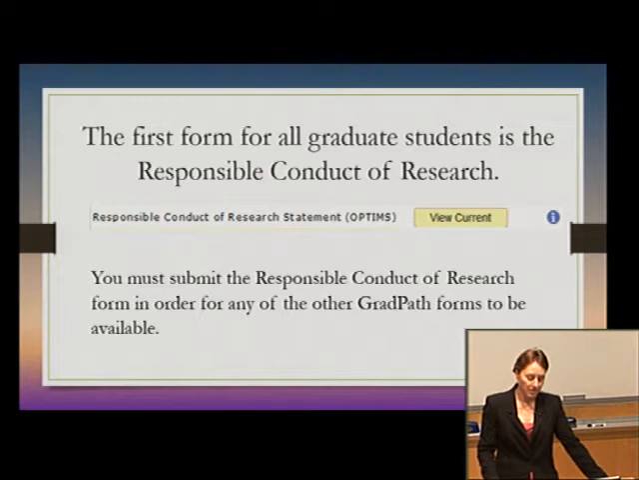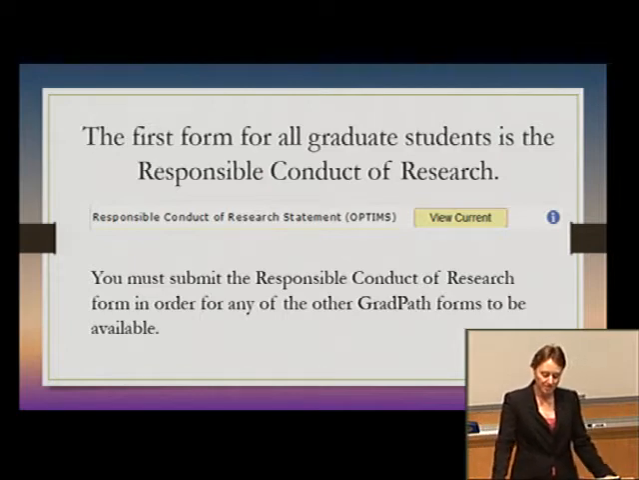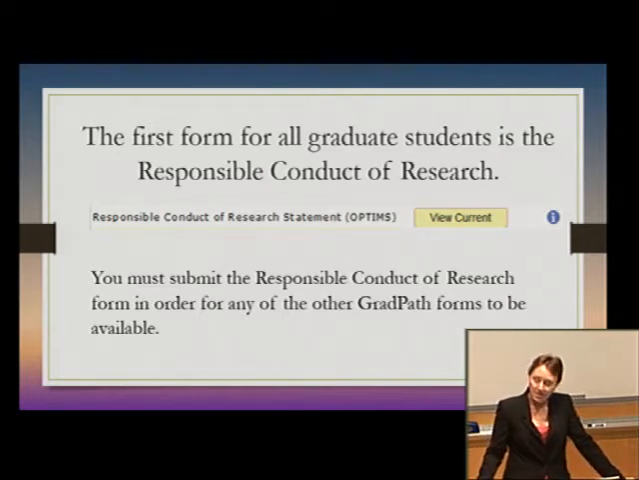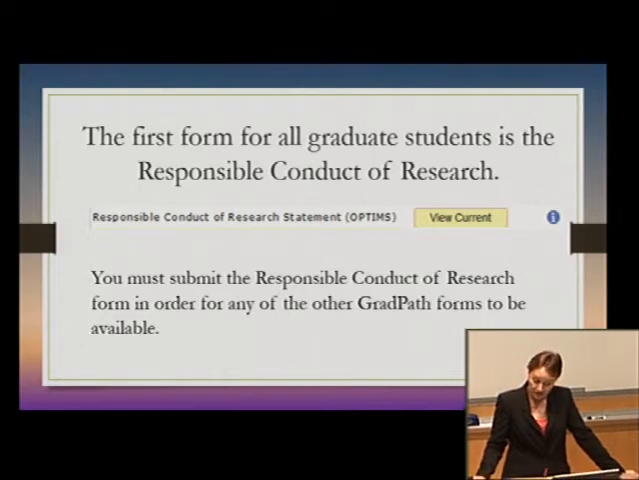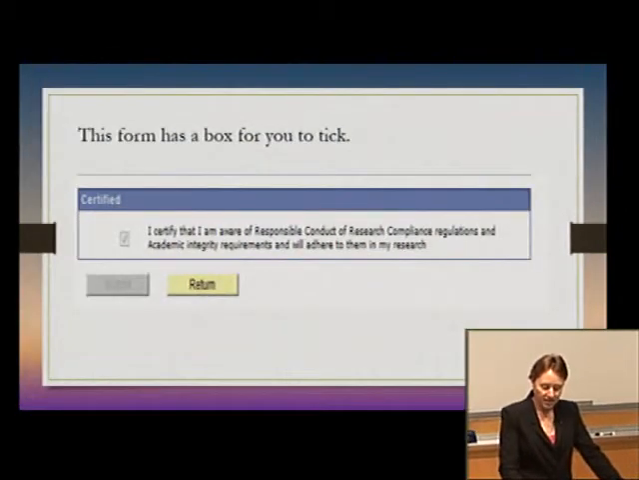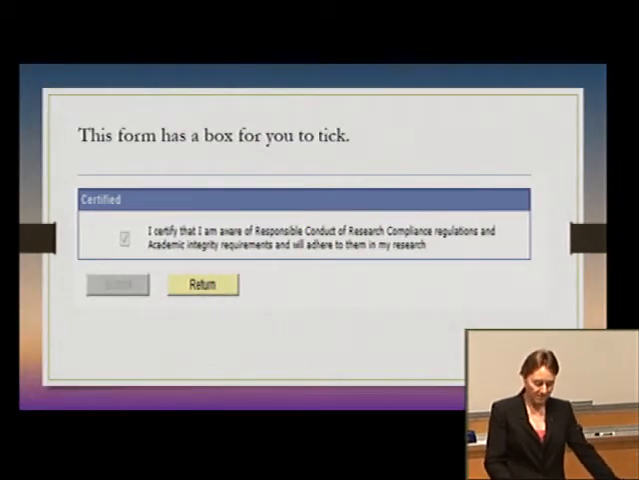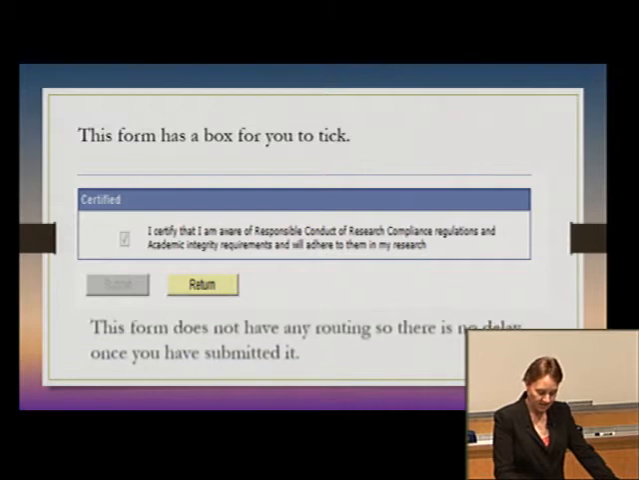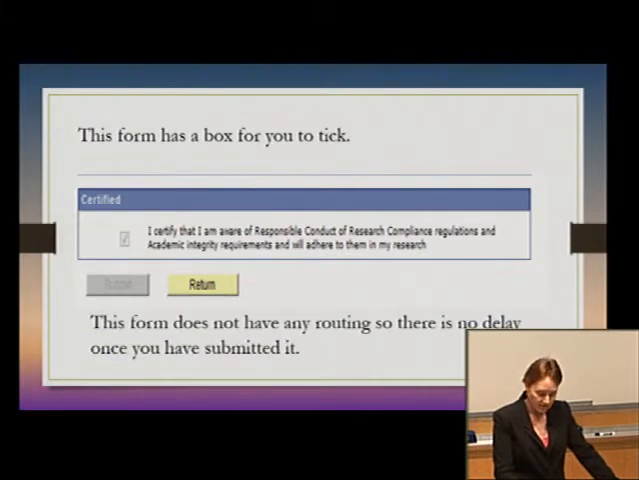The first form for all graduate students is the Responsible Conduct of Research. You must submit the Responsible Conduct of Research form in order for any other GradPath form to be available to you. The form has a box for you to tick. The form does not have any routing. So once you've ticked that box and hit submit, there's no delay and you immediately have access to the following GradPath form.